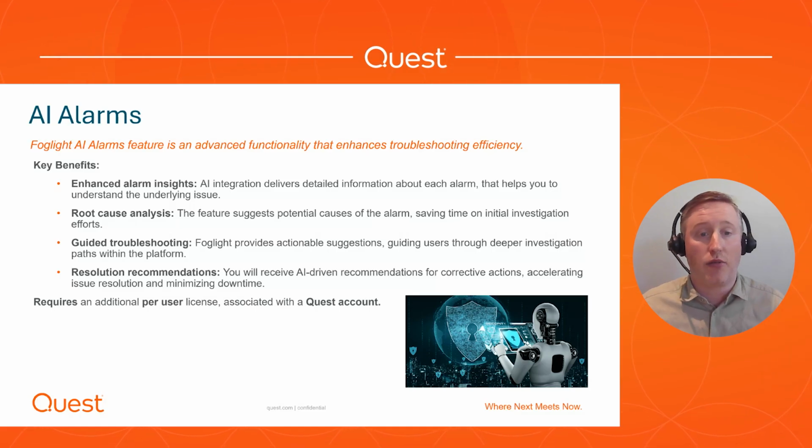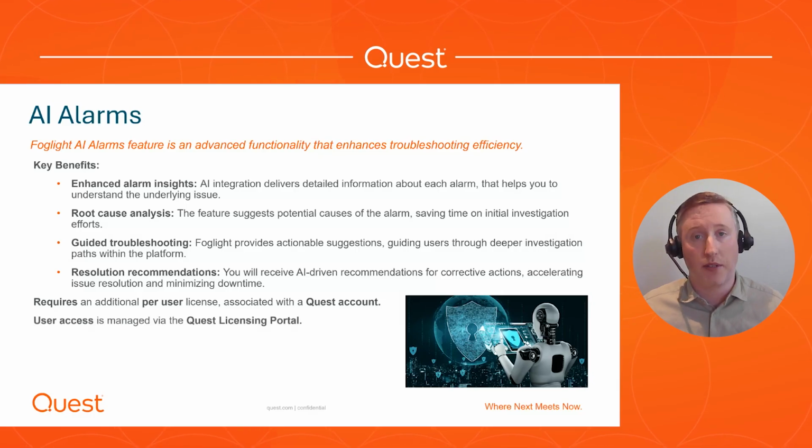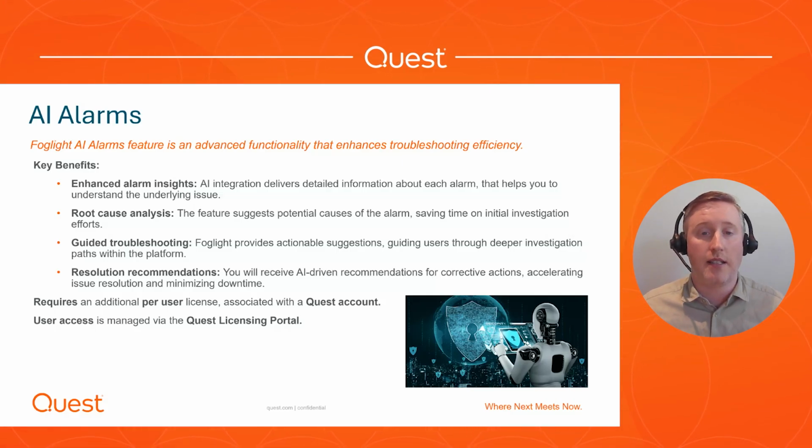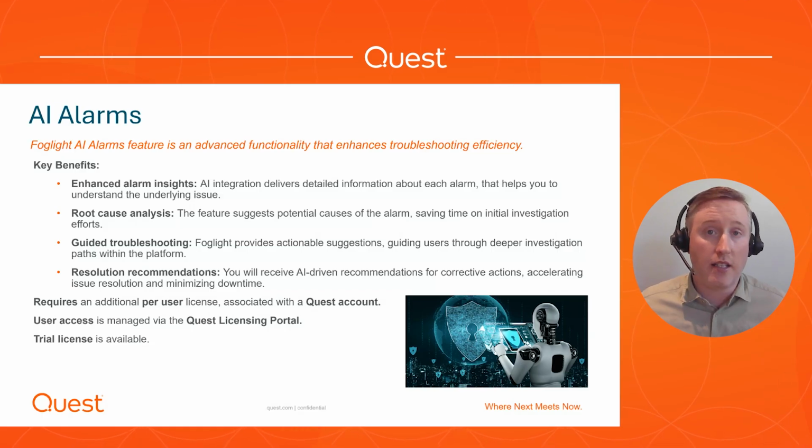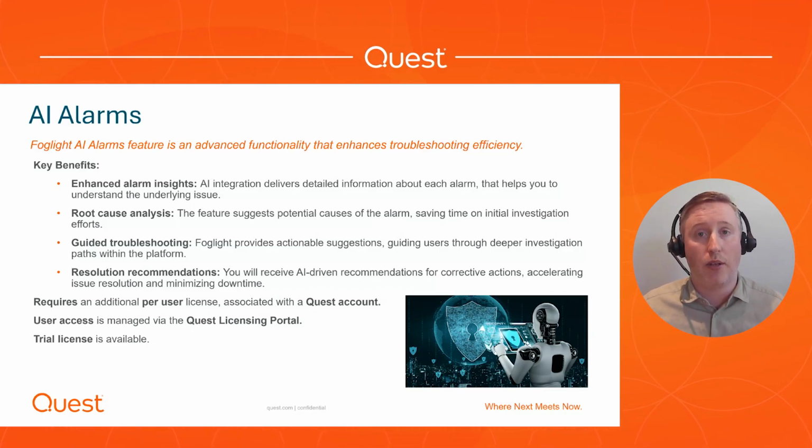I will flag that this does require an additional per user license, which is associated with a Quest account. So when you go to use this, you'll be asked to log in. This isn't your Foglight login. This is a Quest account login. So user access is managed via the Quest licensing portal. Your Foglight administrator can decide which users have access to use this AI alarms feature via the Quest licensing portal. And there is a trial license available for this. So when you upgrade to 8.0, if you want to trial AI alarms for a few weeks, you can contact your account manager and we'll get you set up to trial that.